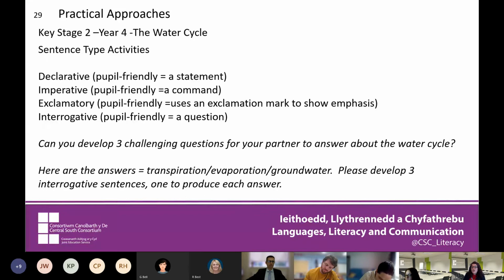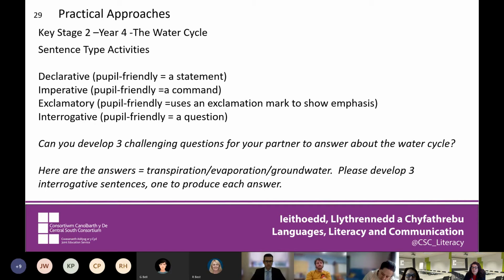Another versatile strategy is the use of sentence types. There are four types, which are the declarative. Now you might want to use the pupil-friendly definition, which is a statement. Imperative, the pupil-friendly definition would be a command. Exclamatory, the pupil-friendly definition might be uses an exclamation mark to show emphasis. The interrogative, the pupil-friendly definition, which is a question.